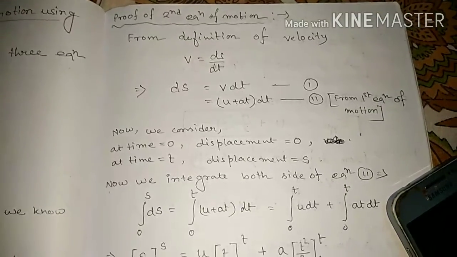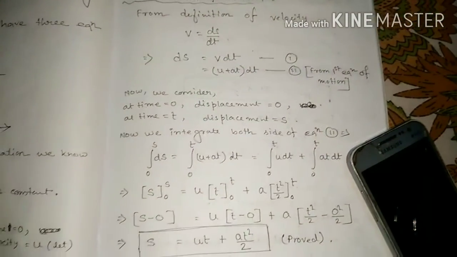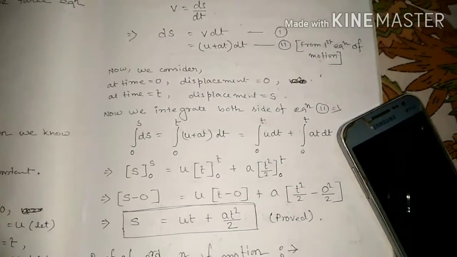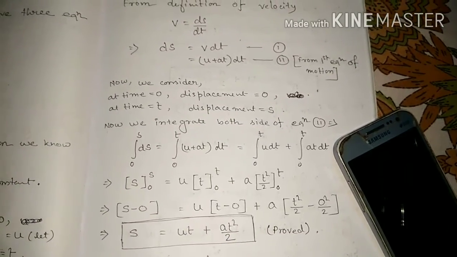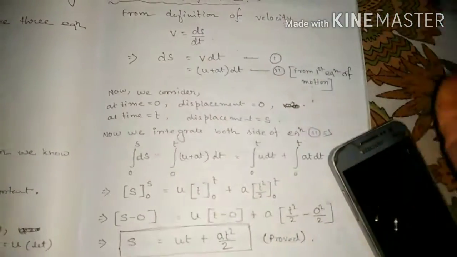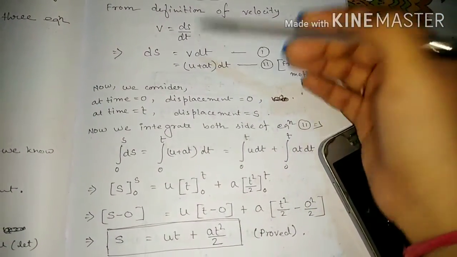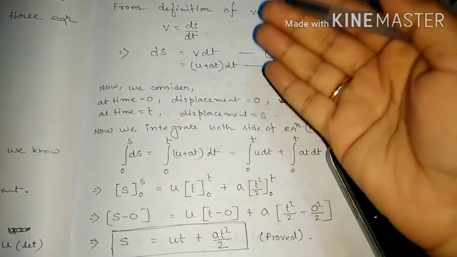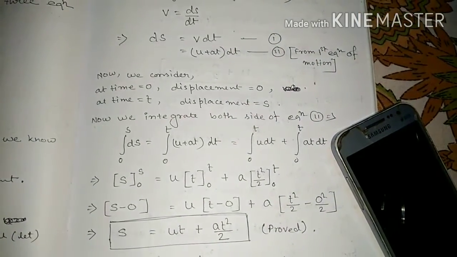Second equation of motion is related to s equals ut plus half at square. That means distance or displacement. So from where we get the displacement? From the definition of velocity, because there ds is there. So v equals ds by dt. So now if we simplify it, ds equals v into dt. Now already we derived the first equation of motion, and that is all related to v. So in place of v, we write the first equation of motion, u plus at.